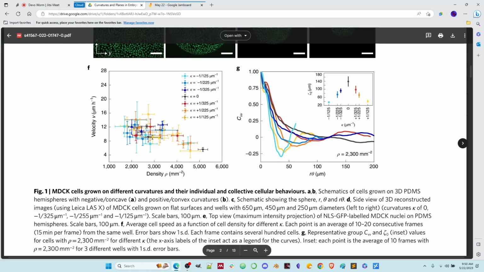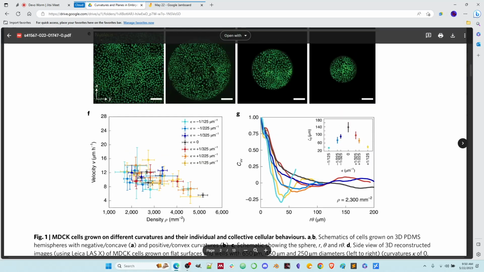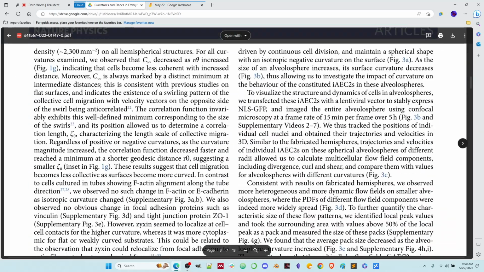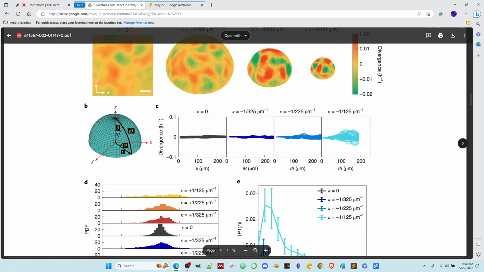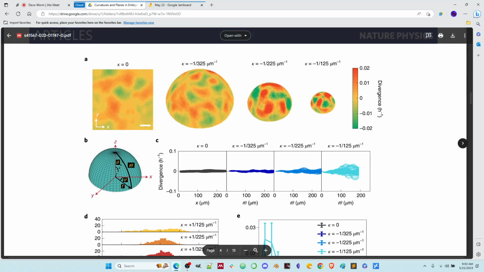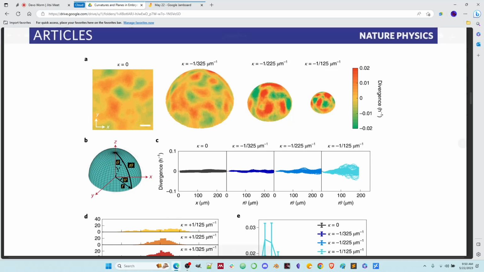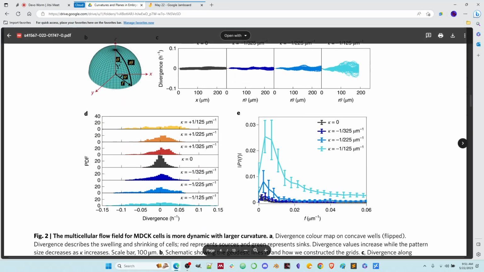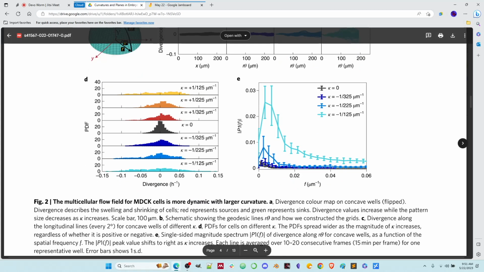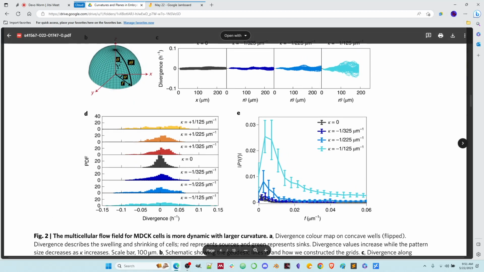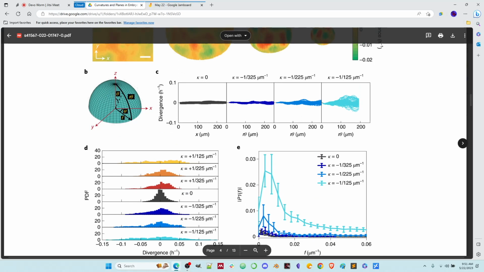These are MDCK cells. They're grown on different curvatures, and this shows their collective behaviors in the aggregate. They're not really analyzing it in depth here, but in this case, they're doing some modeling. They're looking at this 2-dimensional surface and the spherical surface, and they're able to change the radius of this curvature and see some divergence here, and then there's a distribution of divergences. So the multicellular flow field for these MDCK cells is more dynamic with a larger curvature. The larger the curvature, which is this increasing radius of the substrate, leads to more divergence.